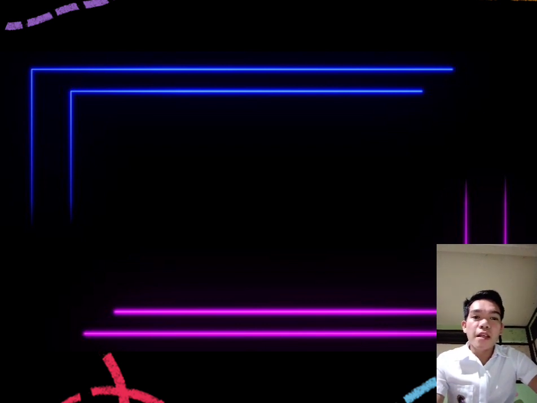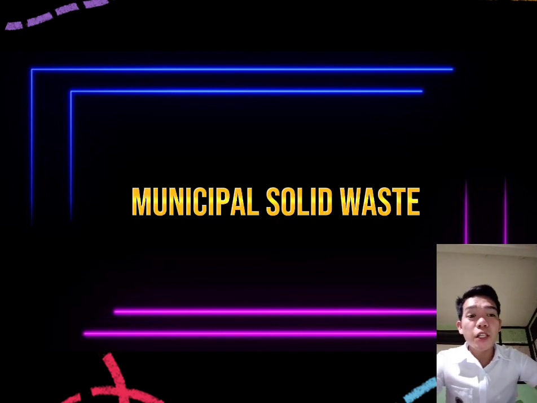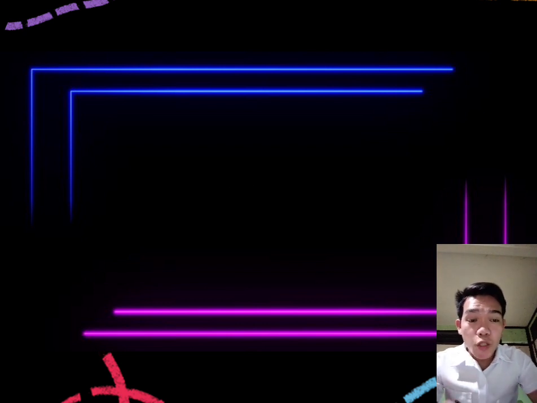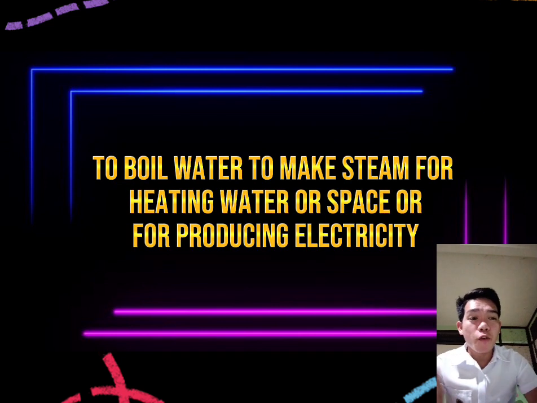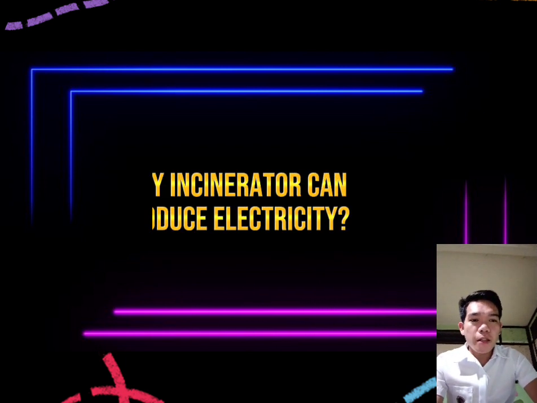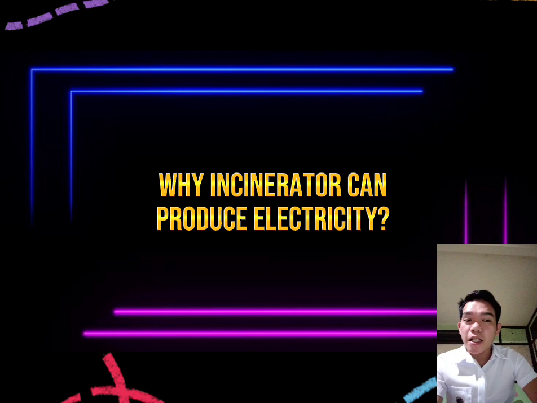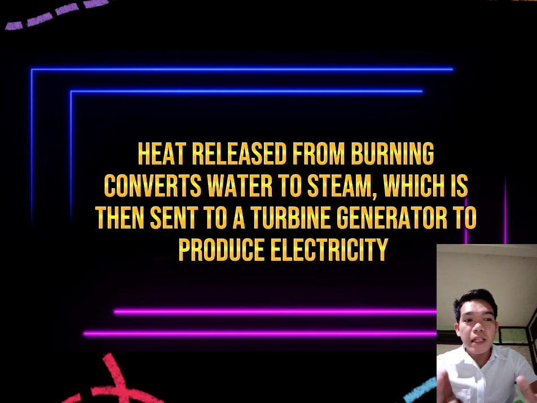Because did you know that globally, municipal solid waste, or MSW, is burned in more than 600 large waste-to-energy incinerators, 89 in the United States, which burn municipal solid waste to boil water to make steam for heating water or space or for producing electricity. So why can incinerators produce electricity? Because the heat released from burning converts water to steam, which is then sent to a turbine generator to produce electricity. So that is the reason.